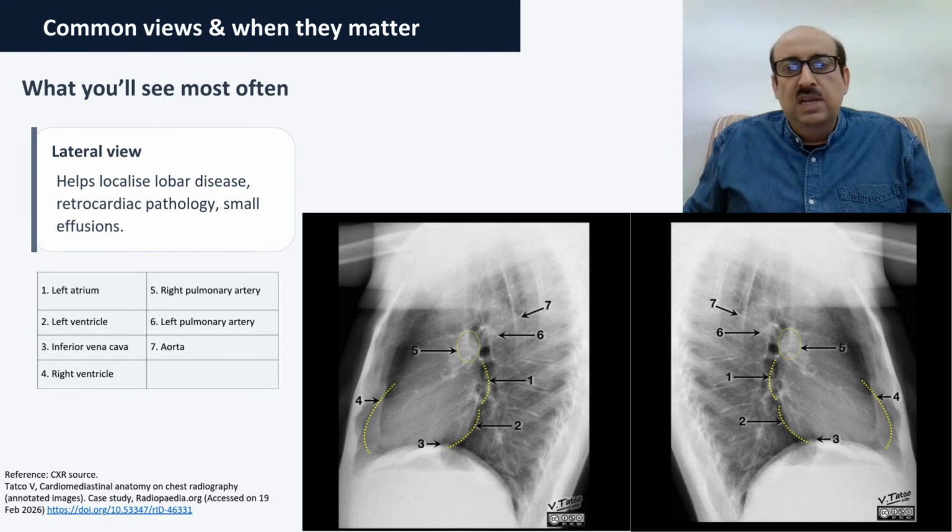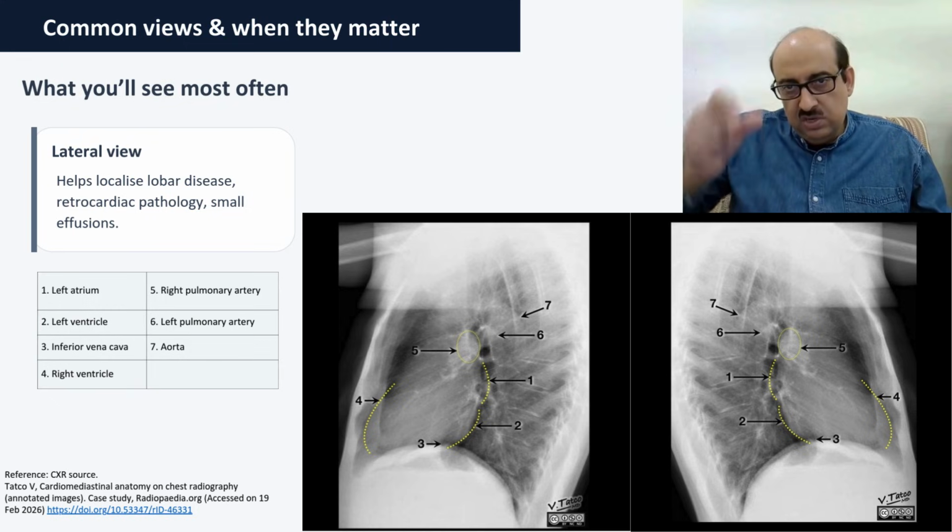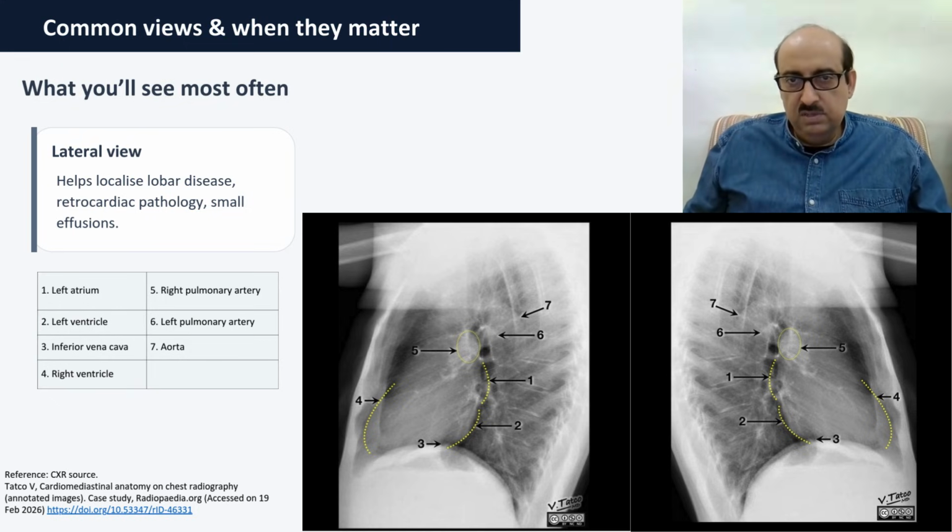If you look at the anatomical landmarks, 1 is the left atrium, followed by the left ventricle, which is 2. Number 3 is inferior vena cava. Number 4 is right ventricle, and 5 is right pulmonary artery. 6 is left pulmonary artery, and 7 is the aorta, which is just arching down in front of the vertebral column.